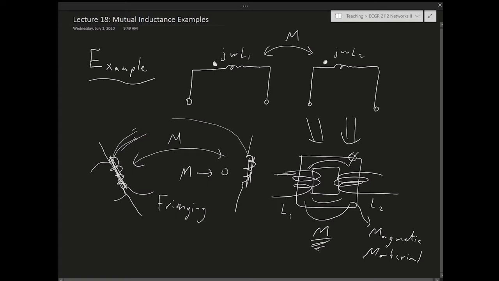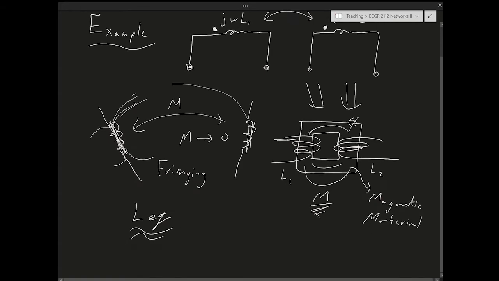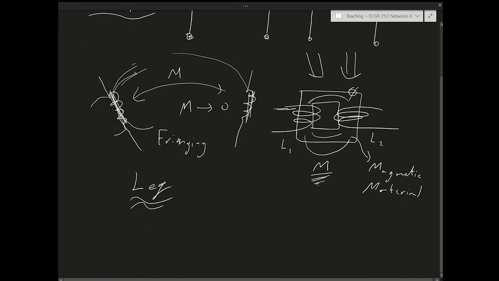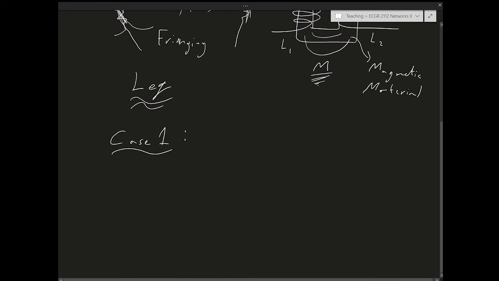But as I said again, we don't really care about the physical configuration here. We are doing circuits. So the question is, what happens if I connect those two coils in different ways? How will that change the equivalent inductance of those coils? So let me show you what I mean. Let's study a bunch of cases. So let's take case 1. Case 1 is going to be just a series connection of the coils.